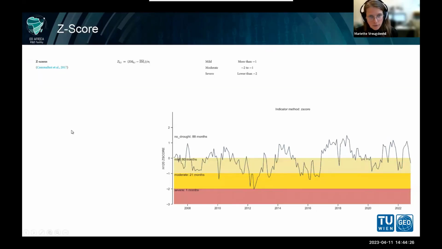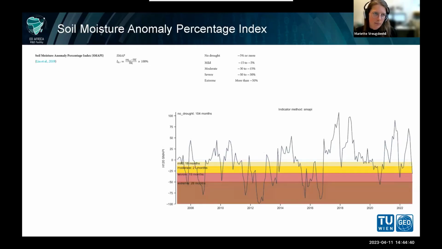If we look at the Z-scores, what we can see is that there's only 1 month of severe drought, and then a lot of months where we have a moderate drought, and even more months where we have a mild drought. And then if we look at the soil moisture anomaly percentage index, we can actually see that we very often have an extreme drought with this method, 28 months actually over the whole record. A severe drought is for 19 months on top of that, and moderate drought for 21 months. So using the soil moisture anomaly percentage index, there would be a lot of months where we have an extreme drought condition.